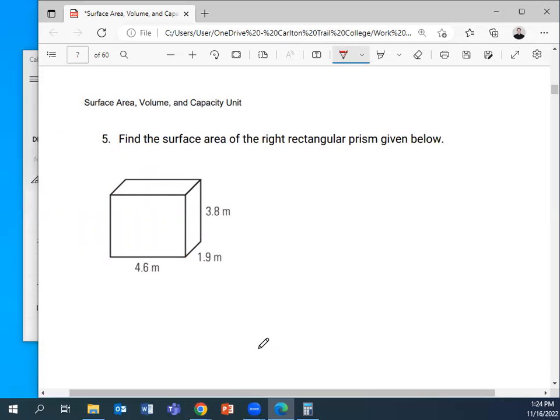So number 5, it wants me to find the surface area of the rectangular prism below. Find the surface area of this, right? So before we even use numbers, how would I do that? Tell me in English. How would I find the area of this? Add them together.